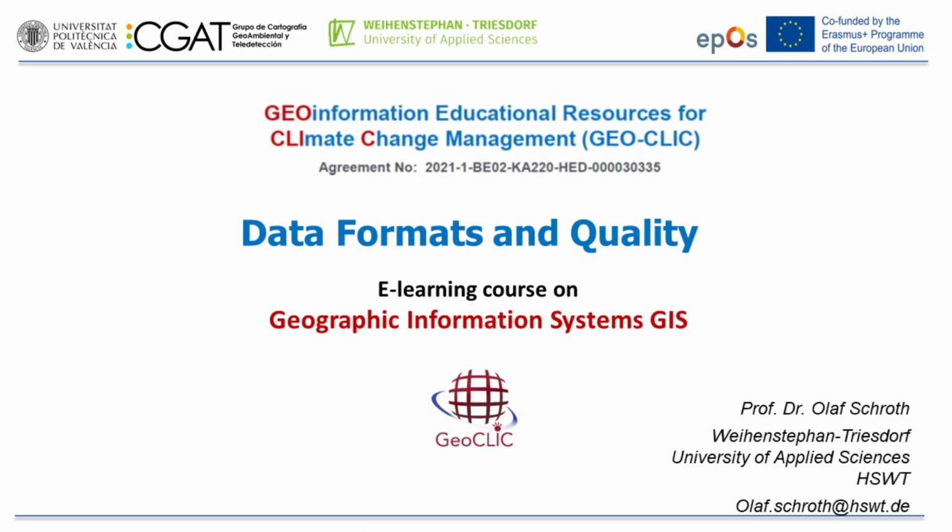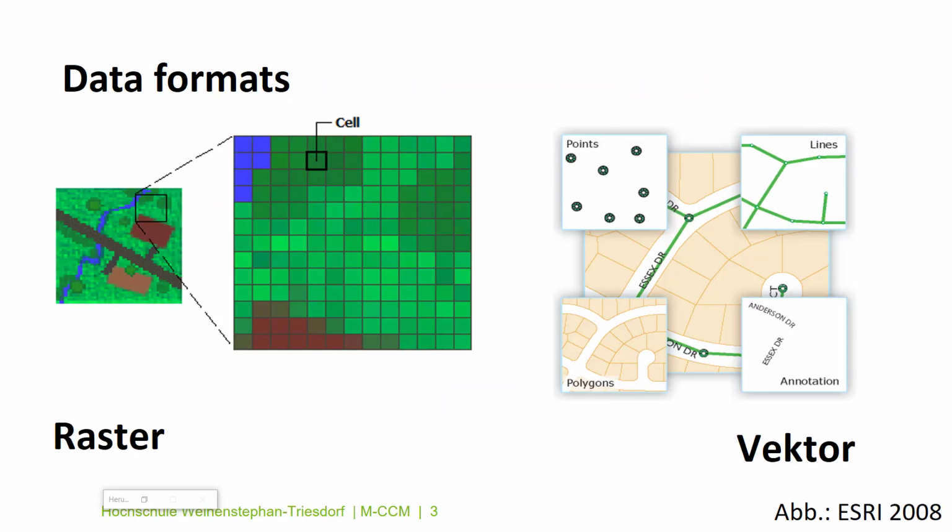Welcome to the second lecture in this series about geographic information systems. Today we will have a brief look at data formats, vector and raster data, and data quality. Learning goals are to learn about vector and raster data, understanding topology, and how to assess data quality.